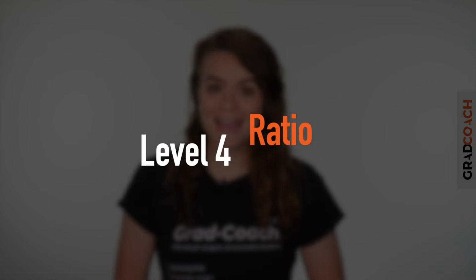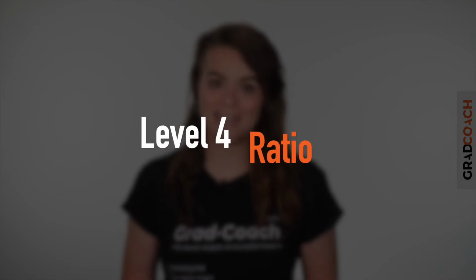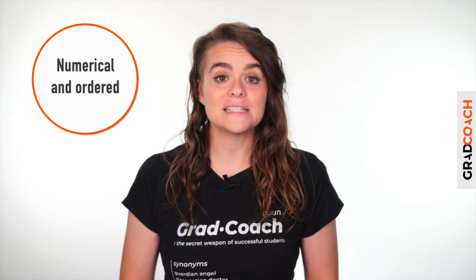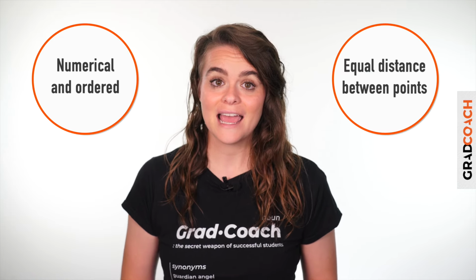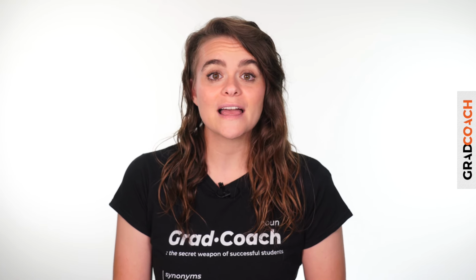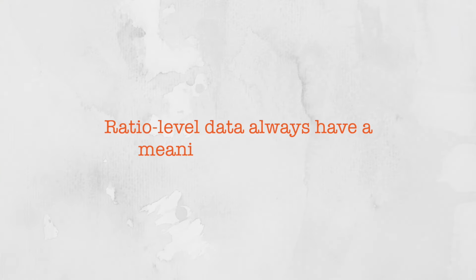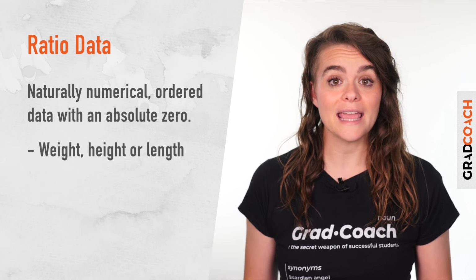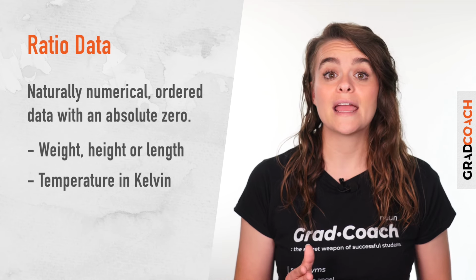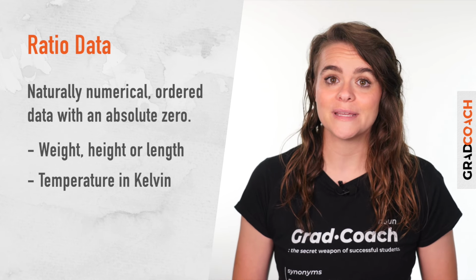As you've probably guessed, ratio is the most sophisticated level of measurement. Just like interval level data, ratio data are ordered or ranked, and the numerical distance between points is consistent and can be measured. But what makes ratio the king of measurement levels is that the 0 point reflects an absolute, meaningful 0, unlike interval level data. For example, weight, height, or length. You can see how a 0 value is meaningful here. The temperature in Kelvin, since 0 Kelvin means 0 heat.